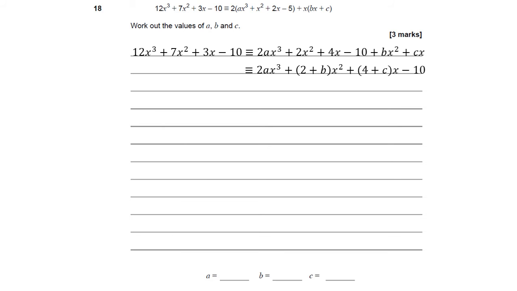We can now match this up with the left-hand side. So we know that for the x cubeds, 12 must equal 2a, so a equals 6. For the x squareds, 7 on the left must equal 2 plus b on the right, giving us b equals 5. And for the x's, the 3 on the left must equal the 4 plus c on the right, so c is equal to minus 1. So there's our answers, 6, 5 and minus 1.